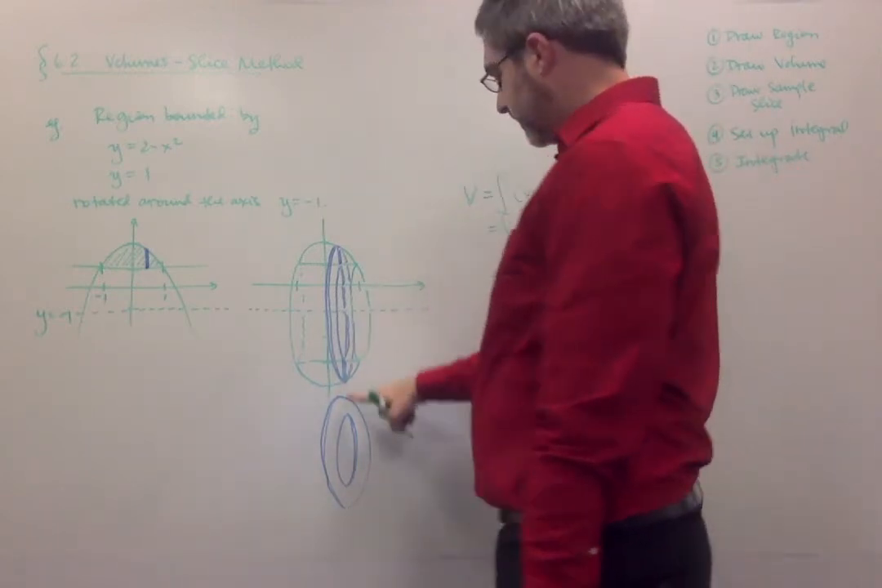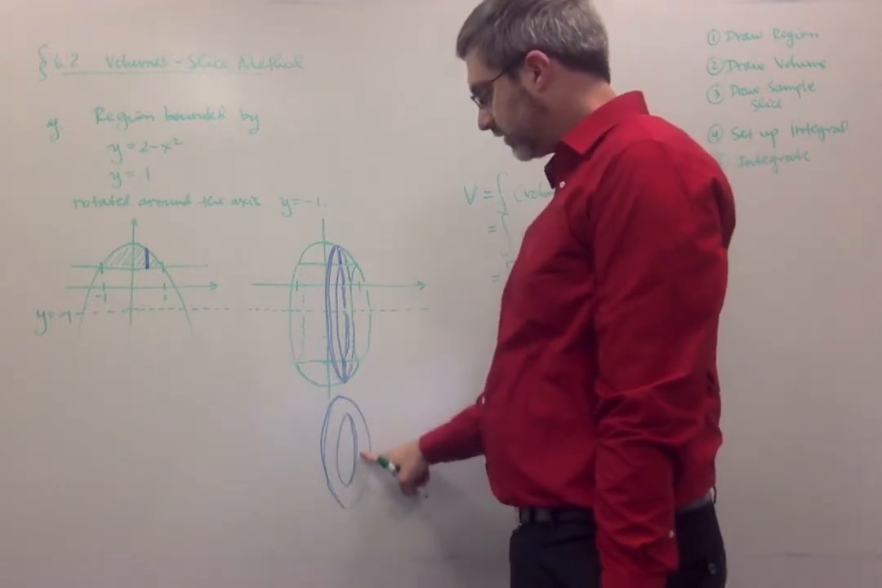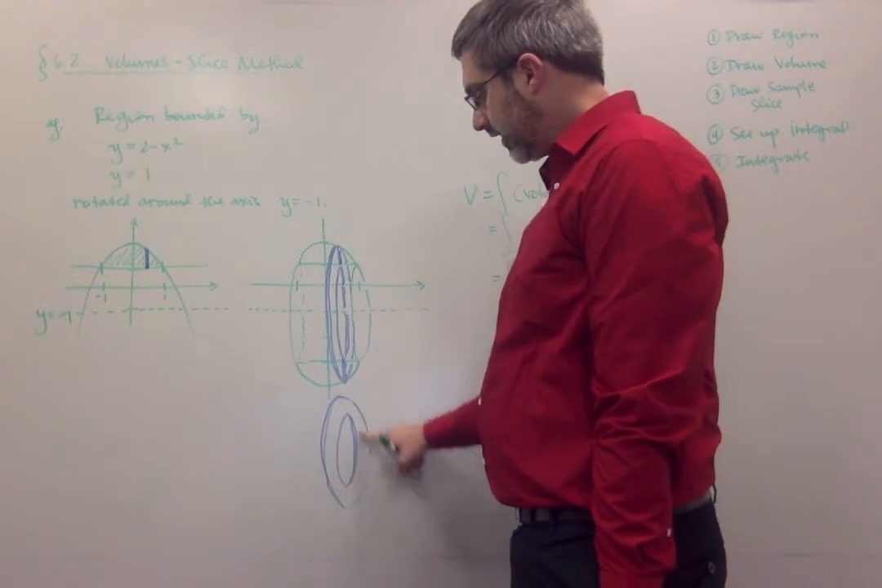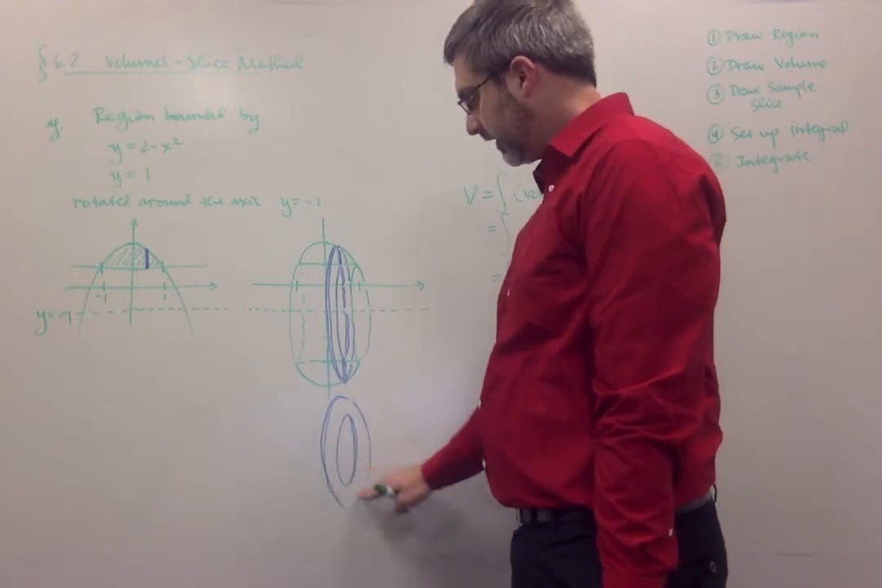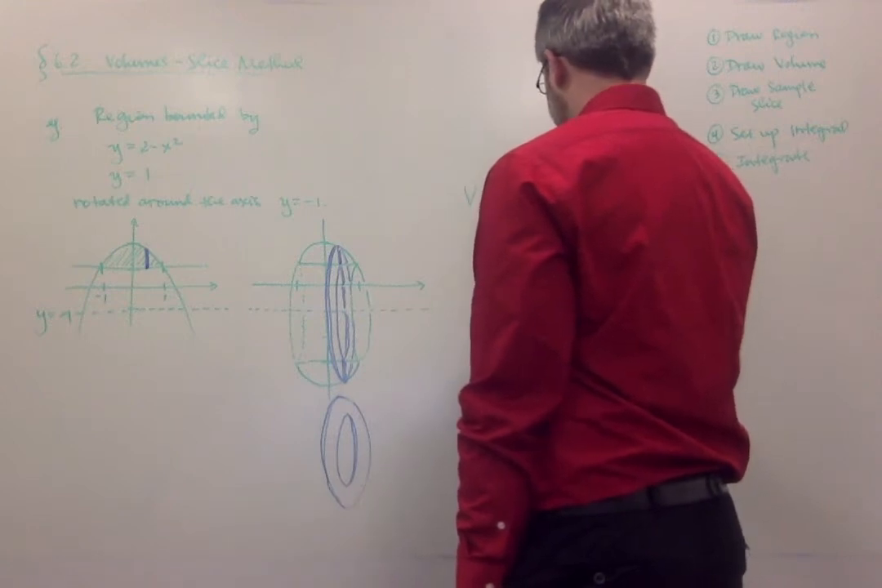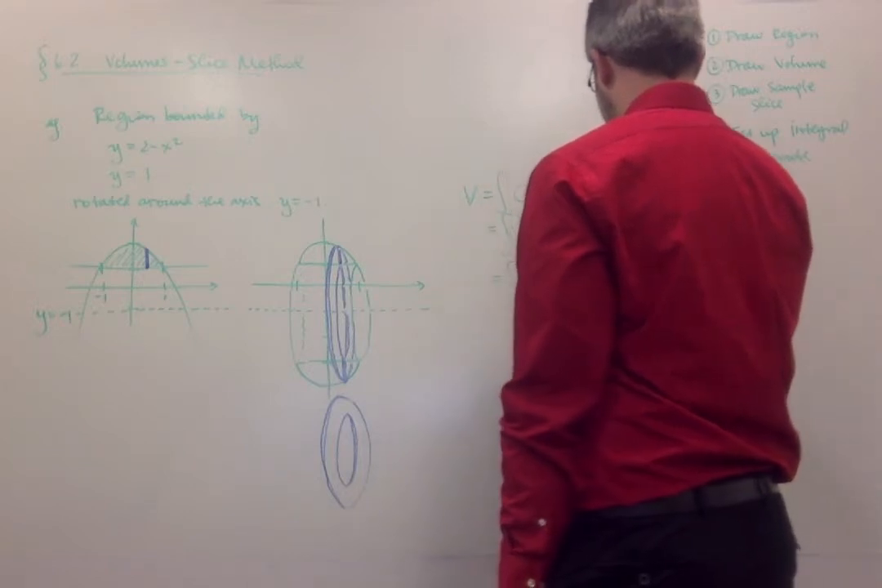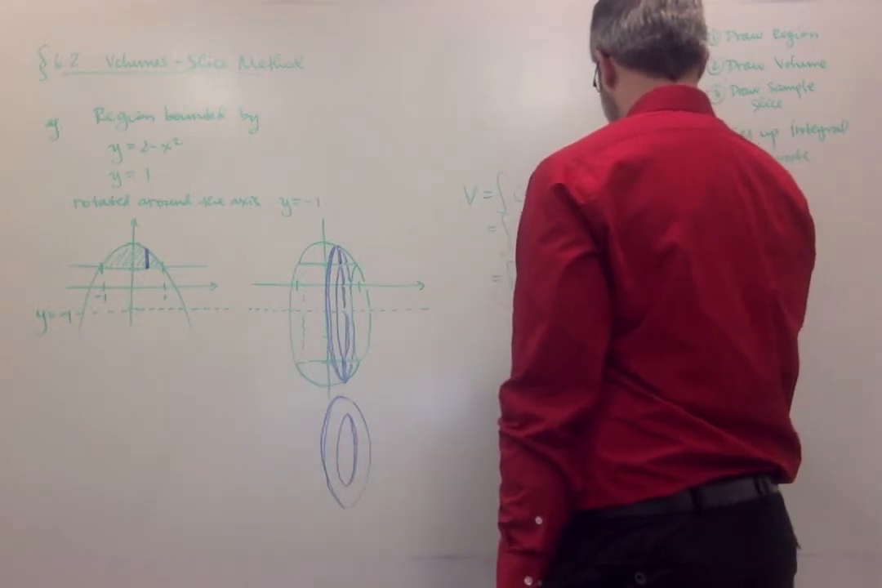And because this section is an annulus, the area of the annulus is going to be the area of the big circle minus the area of the small circle. So it's going to be the area of the big circle minus the area of the small circle.